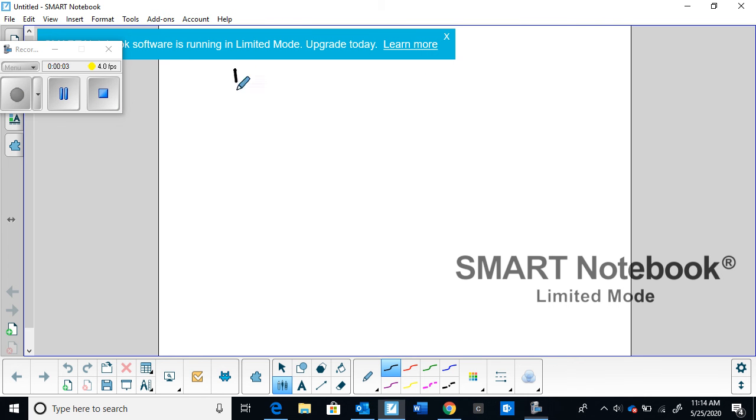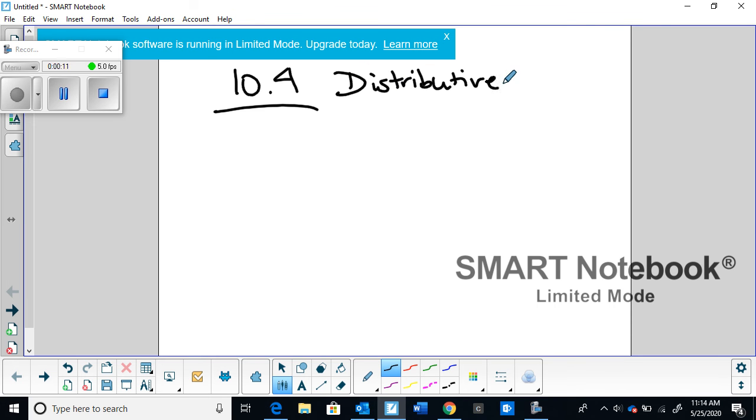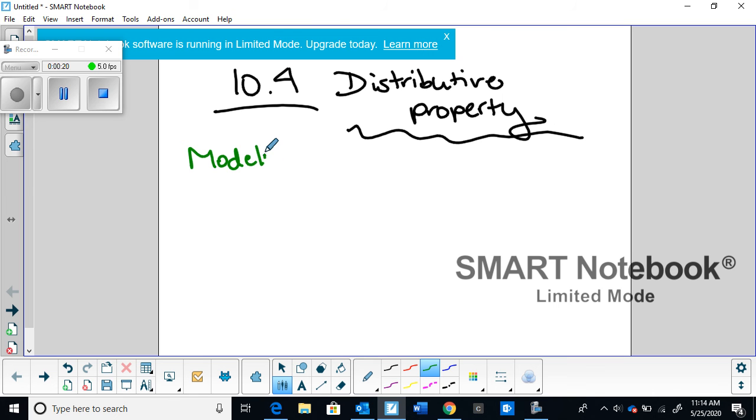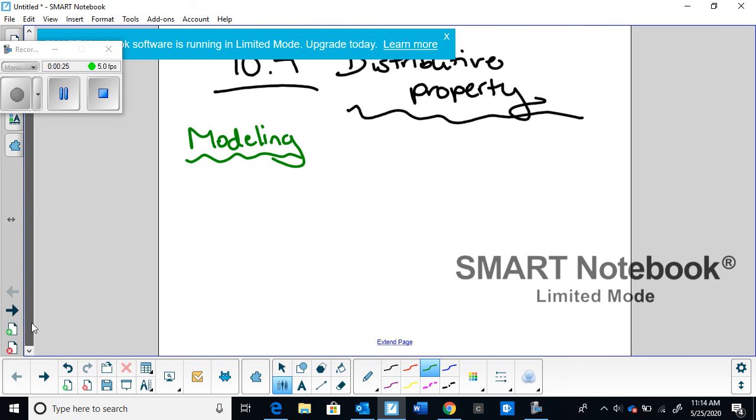All right, so for our last section, 10.4, we're going to look at something called the distributive property. Before we do that, I'm going to look at what does modeling this look like, and it'll make a little bit more sense for us about what's actually happening when we're solving these equations. All right, so distributive property questions will look something like this.